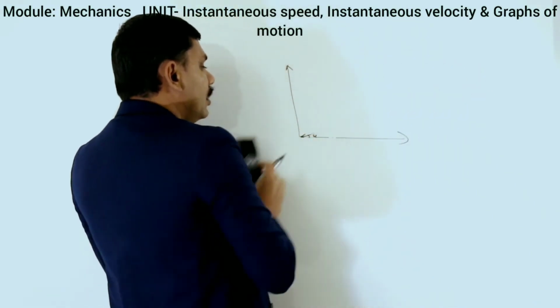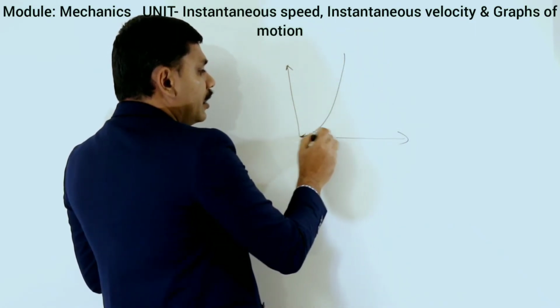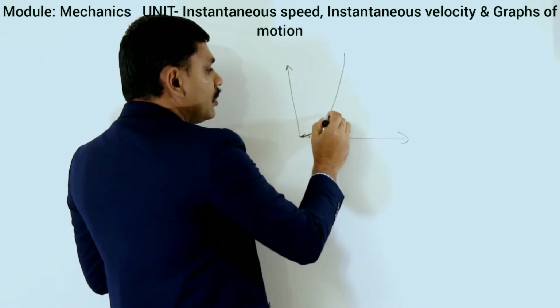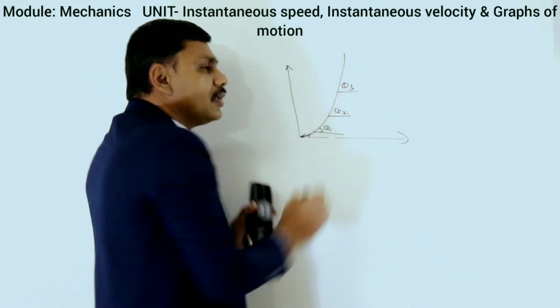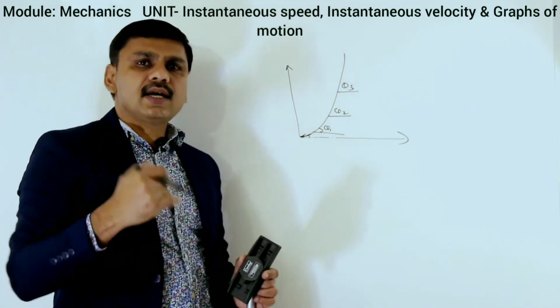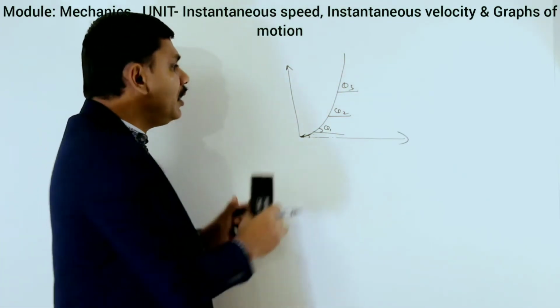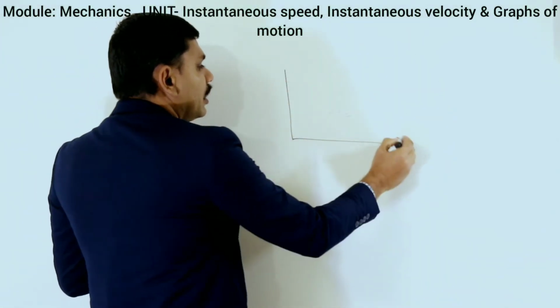But if the graph is like this, the angle will be different. This is theta 1, this is theta 2, this is theta 3. The angle will be different. In mathematics, gradient is tan theta. So gradient will be different. So at different points, the gradient is different.